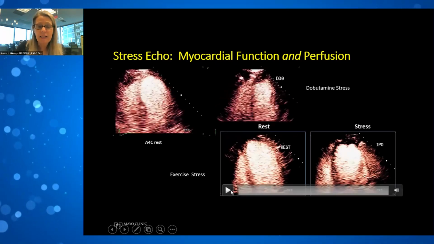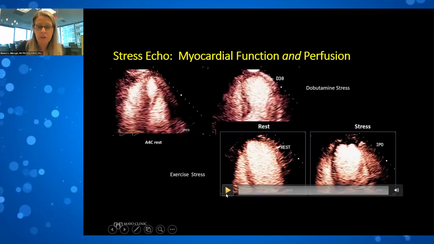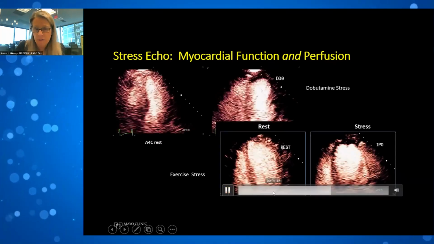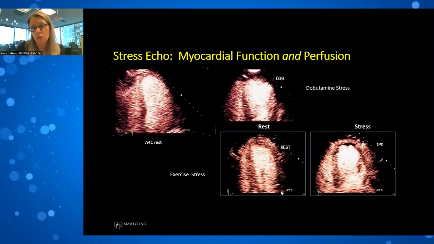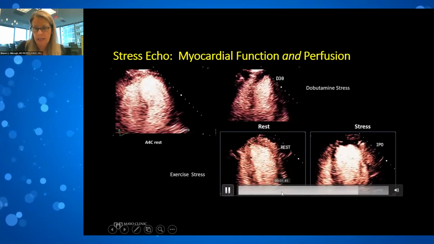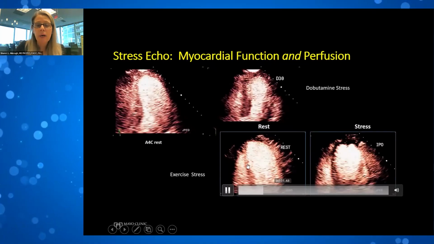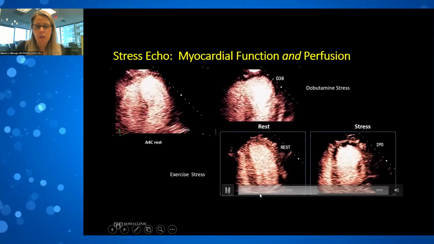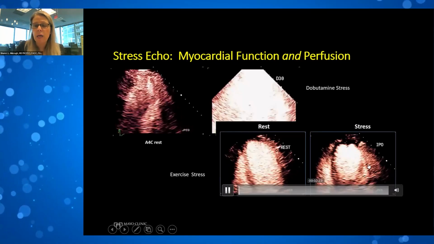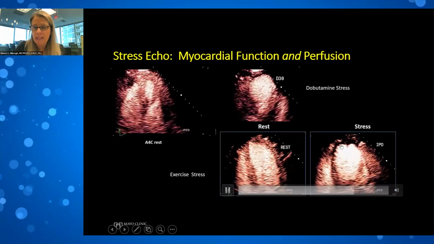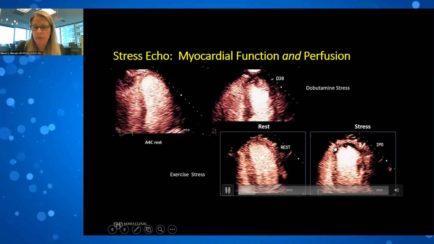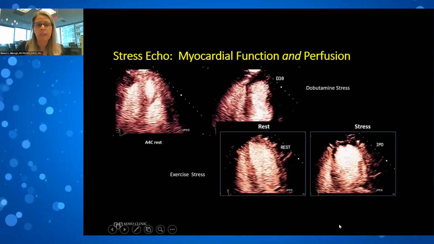This is an example of a patient who had an exercise stress. Now, it's a bit more difficult because you have to get your timing just right, and it's much easier to do this with a bike study as opposed to a treadmill study. But this would be another example. Things look pretty normal at rest in this 4-chamber view, but after stress, there was a clear wall motion and perfusion abnormality, which are matched here in the LAD territory.